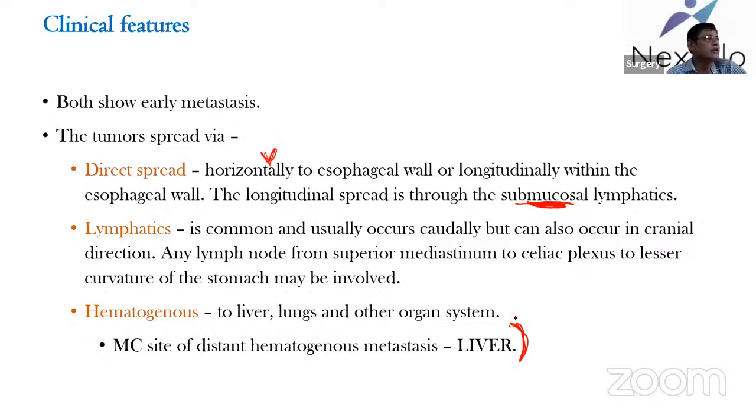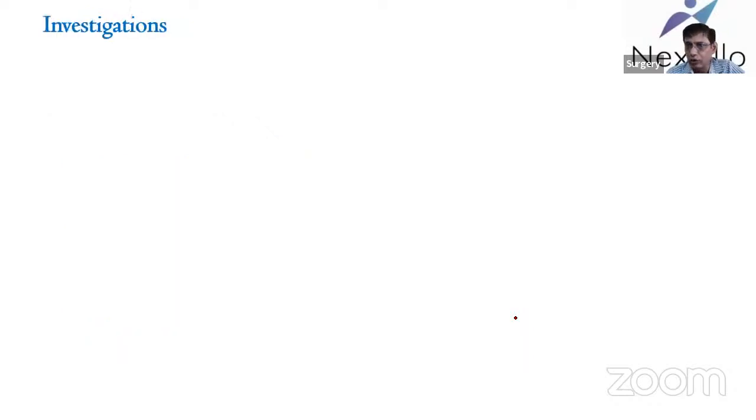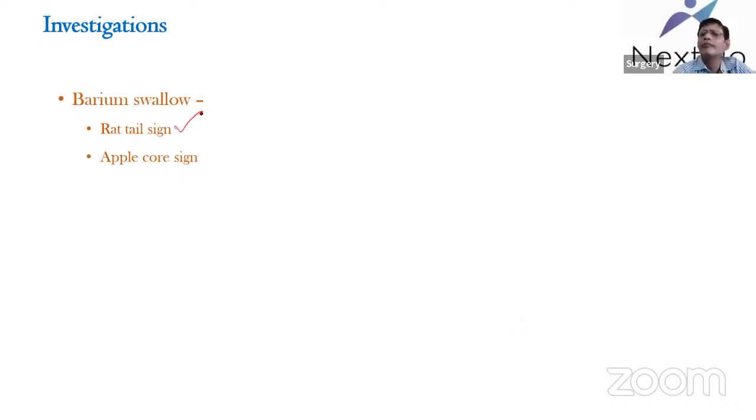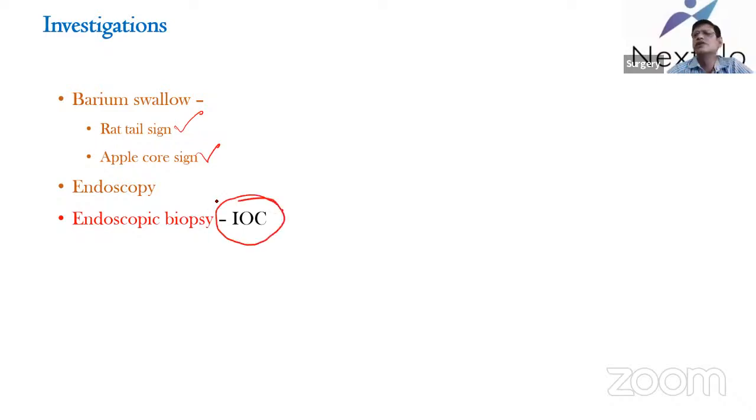For the investigations, we have already seen barium swallow. Barium swallow may give us a rat tail sign, or we may have an apple core sign. Patient has dysphagia, perform endoscopy. Endoscopy shows that there is a tumor, perform endoscopic biopsy. The investigation of choice for esophageal cancer is endoscopic biopsy.